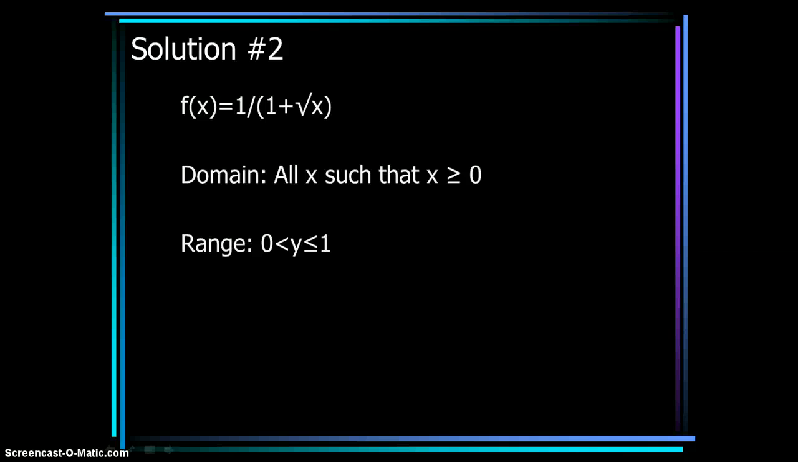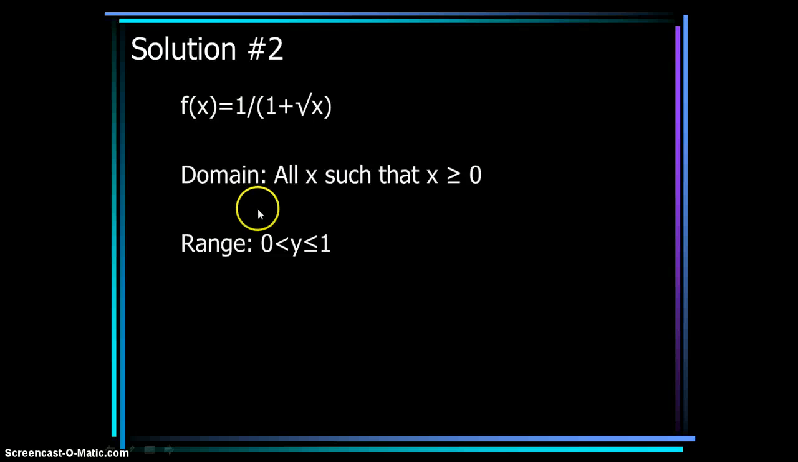Sorry about that. So obviously you cannot have the square root of a negative number. You can have the square root of 0, and you cannot divide by 0. Well, this expression would never be equal to 0, because in order for it to be 0, you'd have to have a negative number as the root of x, which you can't have. So therefore, the only thing that x cannot be is negative; it can be 0. So our domain is all x such that x is greater than or equal to 0.